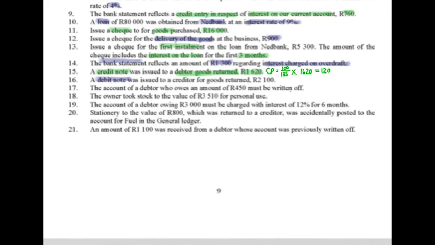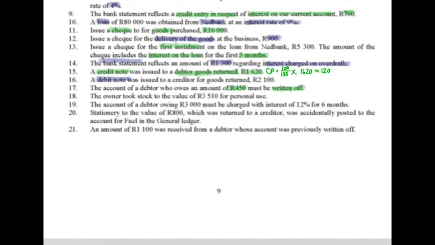The account of a debtor who owes us 450 must be written off. So when we write off an account, think about the two accounts needed. Remember, he's a debtor, so obviously I'm going to use debtors control. What other account? The other account is a new account that you learned in grade 10, and that's called bad debts. Bad debts is an expense account, so that needs to be debited, and I'm decreasing my debtors control on the credit side. So assets are decreasing, owner's equity is also decreasing with 450 Rand.